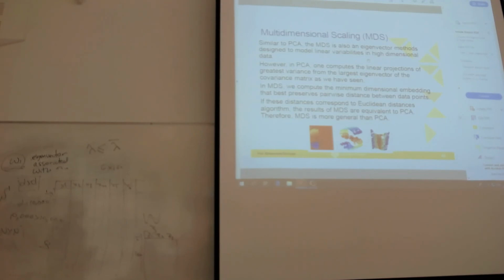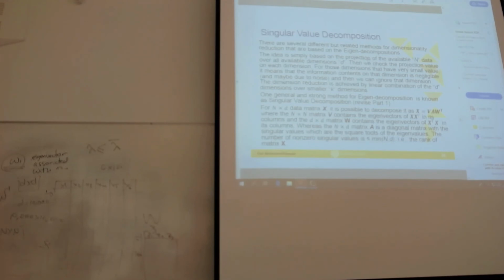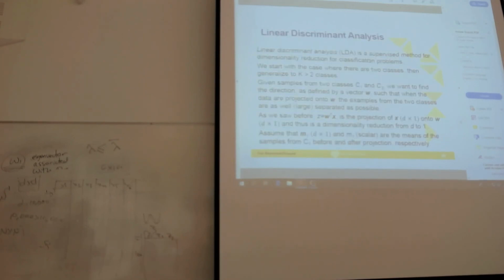Here is called multidimensional scaling. It is quite similar to PCA, but we don't use Euclidean distance in measuring the neighborhood points. But I will skip this one. The singular value decomposition is also one method that we can apply directly to the data in order to find the eigenvalues and eigenvectors. It is called singular values in that case.